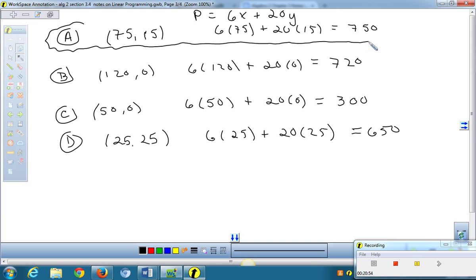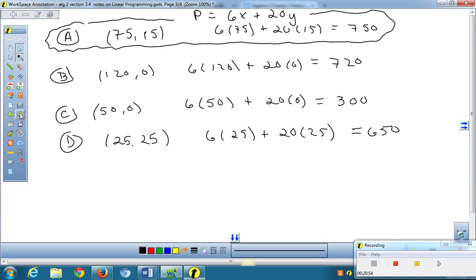So what does that mean with respect to the problem? So we should make 75 t-shirts and 15 sweatshirts to maximize profit. Okay? Long problem. Be careful with your graphing.